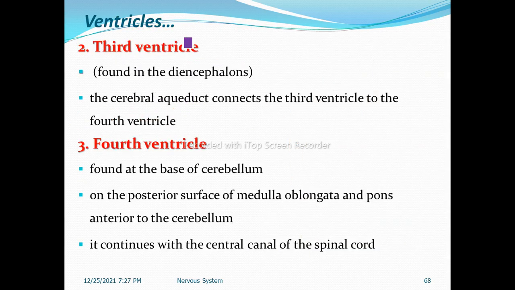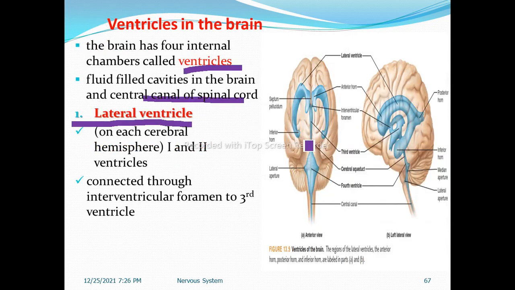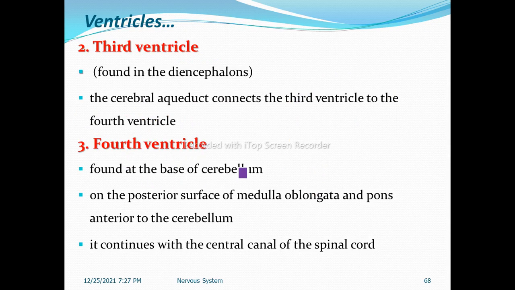The other is the third ventricle. The third ventricle is found in the diencephalon. The cerebral aqueduct connects the third ventricle to the fourth ventricle. The other is the fourth ventricle, found at the base of the cerebellum, on the posterior surface of the medulla oblongata and pons, anterior to the cerebellum. So in general, the fourth ventricle is found between the pons, medulla oblongata, and cerebellum. It continues with the central canal of the spinal cord.